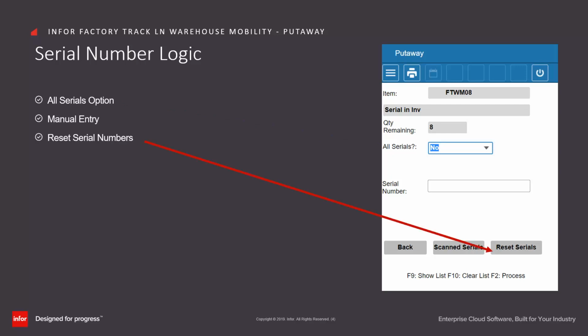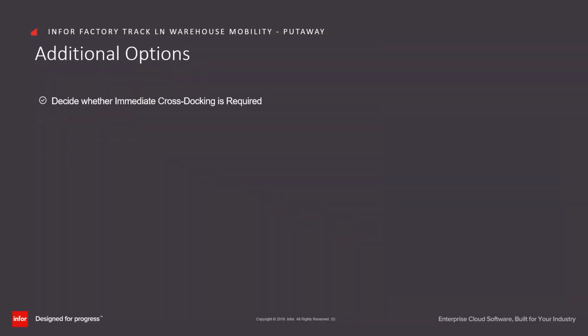The operator can also reset the serial numbers if a mistake has been made, and review the scanned serials so far. Other options which are available are immediate cross-docking if the item is required immediately somewhere else, and label printing.